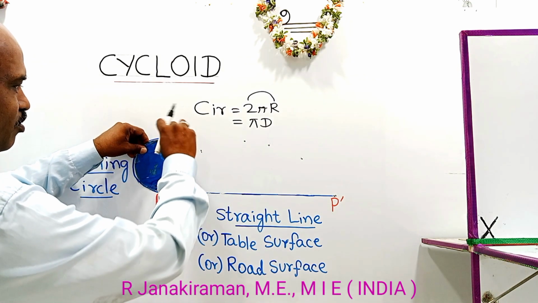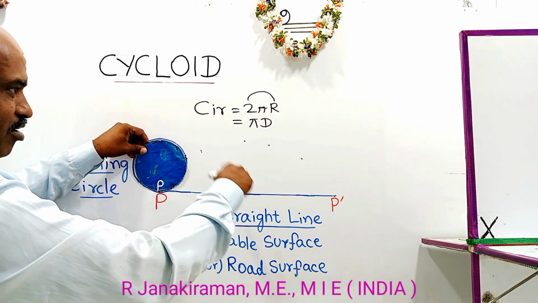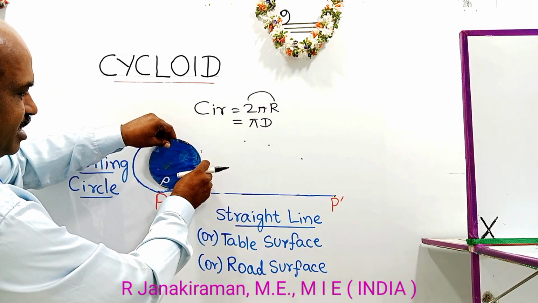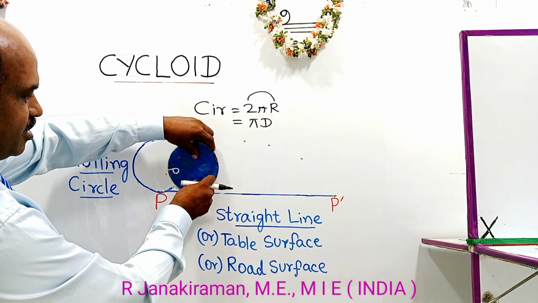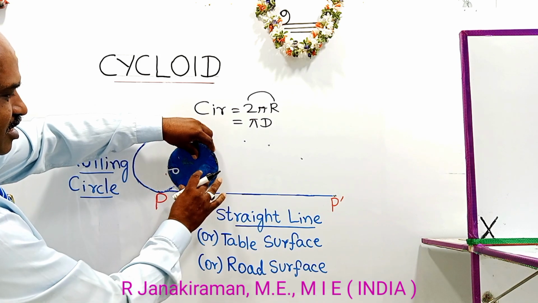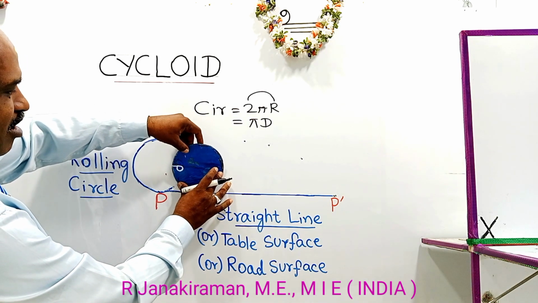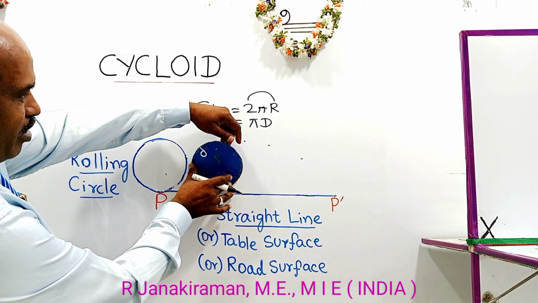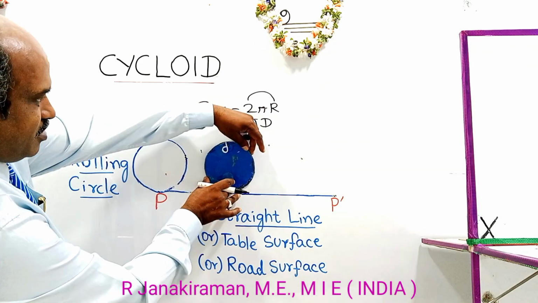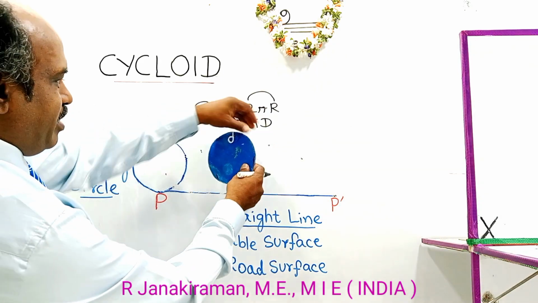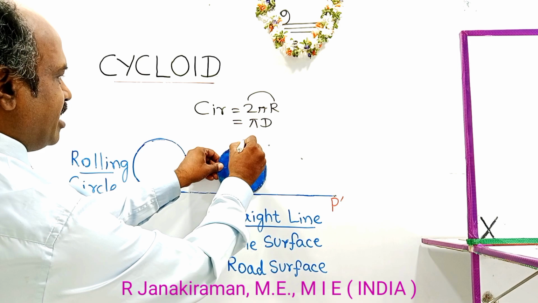So when the circle rolls clockwise, this is the direction of clockwise. The point P changes its position every time. So this will be the location of point P. When the circle rolls for half revolution, the point P is changing its position every time. So this will be the newly located point P, marked as P dash.